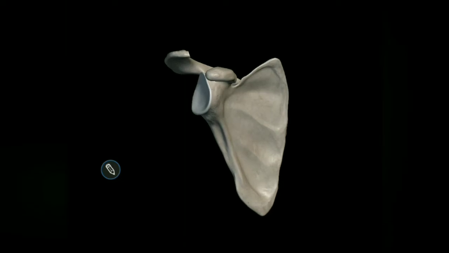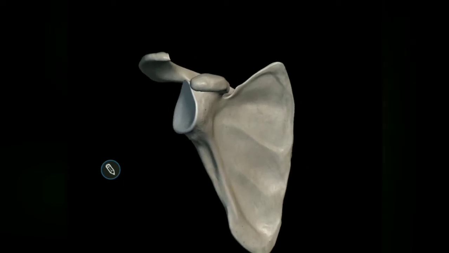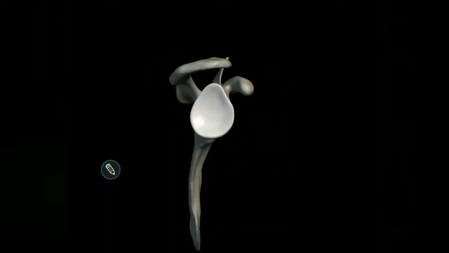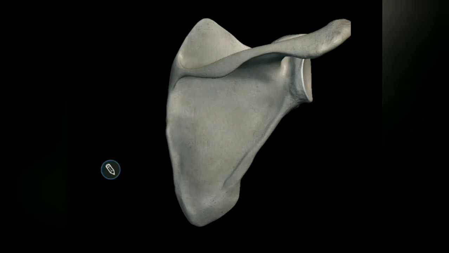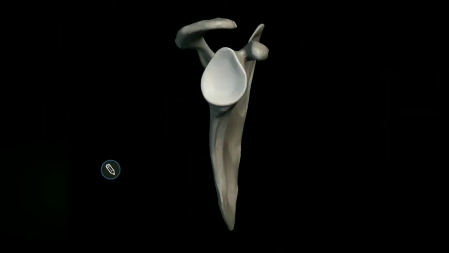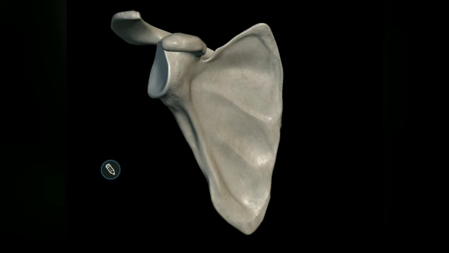The first one is the costal surface, that is the front surface, and this one is the costal surface, and the second one is the dorsal surface. So this one is the dorsal surface. So let's go to the costal surface. The costal surface is also known as the scapular fossa, where the scapular muscle originates.